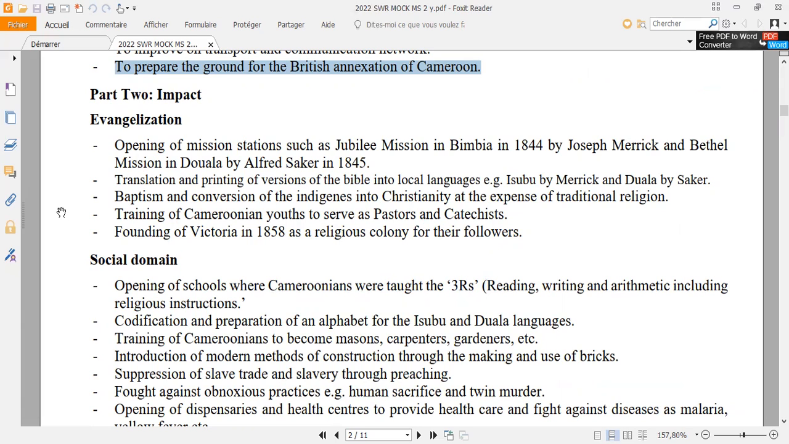You have the translation and printing of versions of the Bible into local languages, for example Isubu by Joseph Merrick and Douala by Alfred Saker. You have baptism and conversion of the indigenous into Christianity at the expense of traditional religion. You have the founding of Victoria in 1858 as a religious colony for their followers. These were part of the religious consequences of the establishment of the London Baptist Missionary in Cameroon.